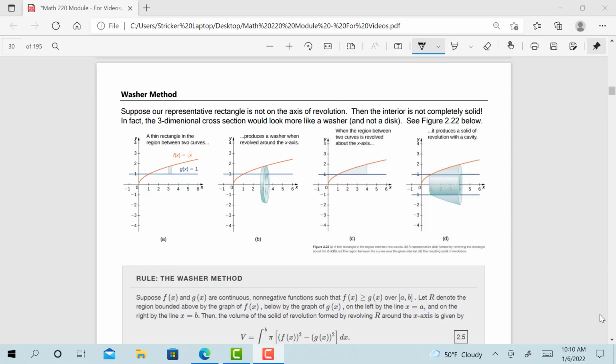Alright, welcome back. This is the last video we're going to be covering for section 2.2, and we're going to talk about the washer method, which is similar to the disk method we looked at in the last two videos.